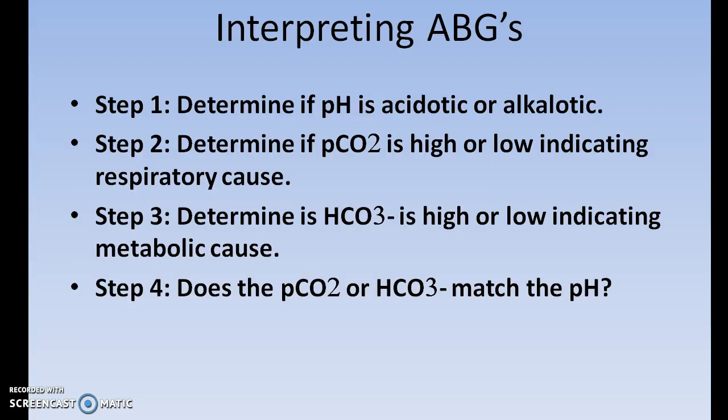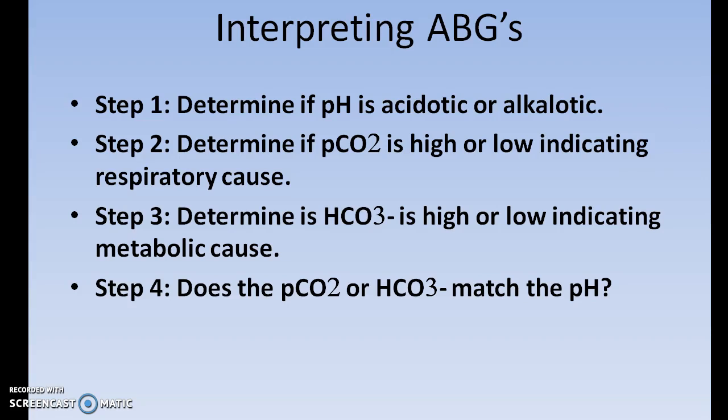So how do we interpret this? First, we're going to look at if our pH is acidotic or alkalotic. We're going to look at the PCO2. Is it high or low? If it's high or low, it's a respiratory cause. You are not going to have any compensation in second semester. That's all going to be fourth. We're going to look at the bicarb. Is it high or low? This is going to tell us if it's a metabolic cause. And then we want to look to see if our PCO2 or our bicarb match the pH.